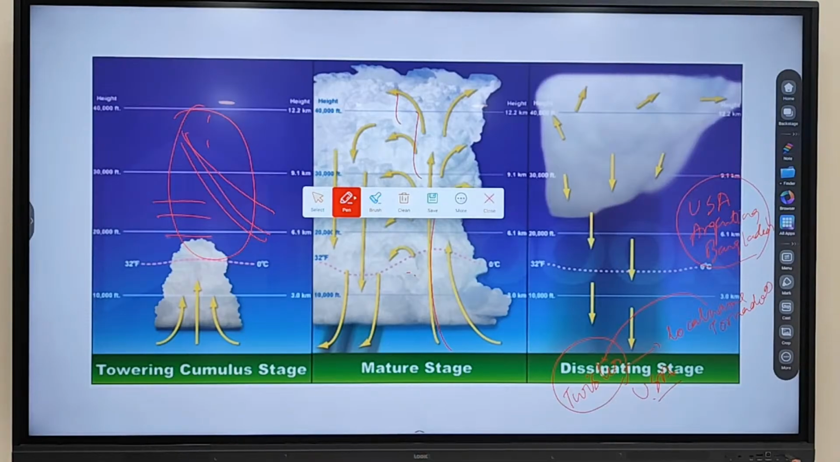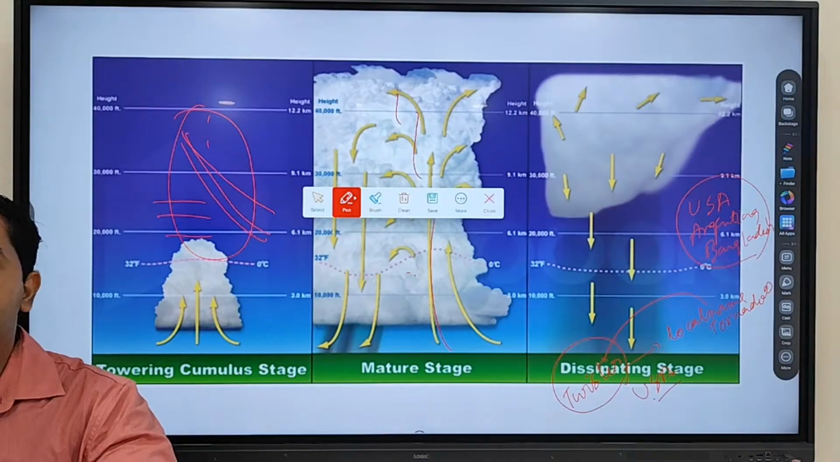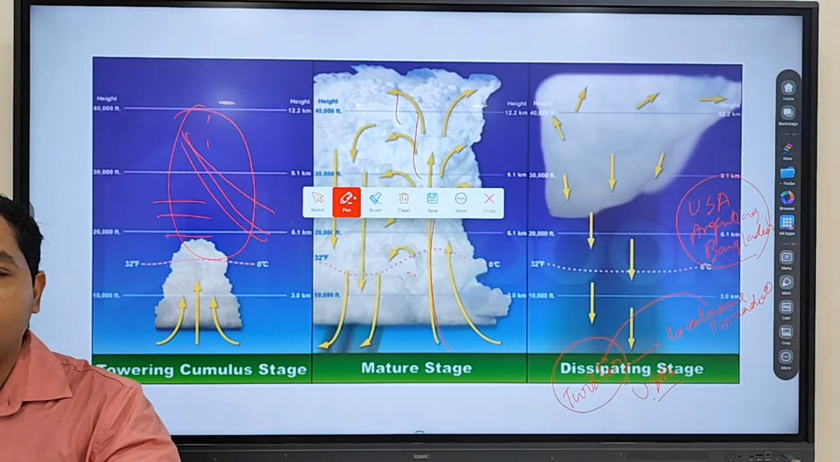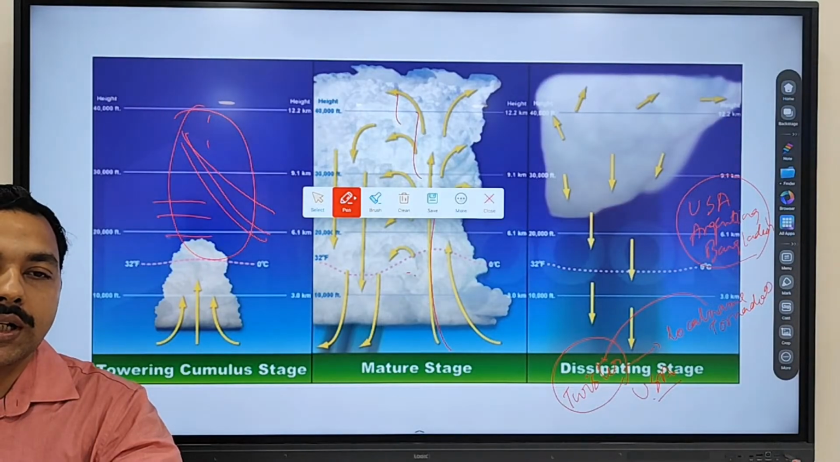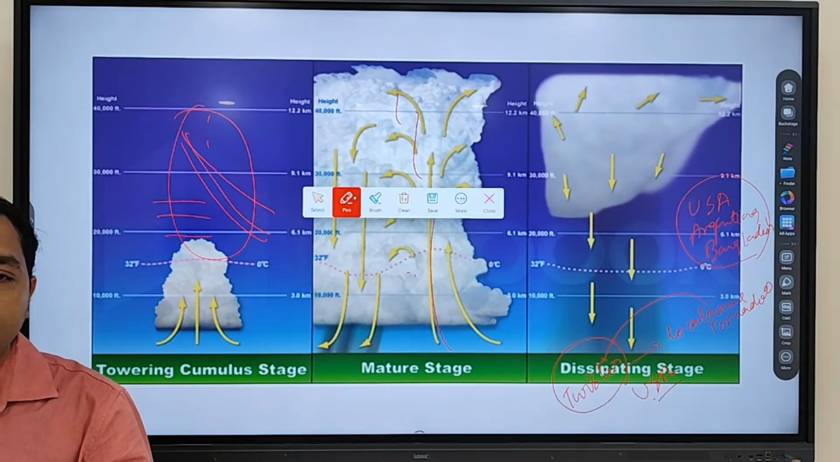And when a warm air mass is uplifted by a cold air mass and causes short duration heavy rainfall accompanied by thunder and lightning, that is going to be called a tornado. So what is a tornado? When a warm air mass is uplifted by a cold air mass and this causes short duration heavy rainfall accompanied with thunder and lightning, this is called a tornado. Clear? Any doubt regarding this? Anyone having any doubt?